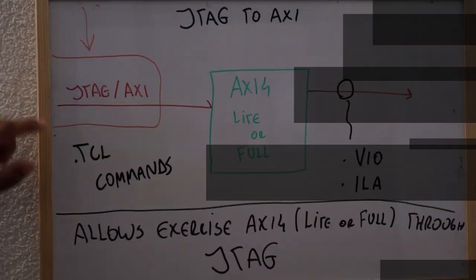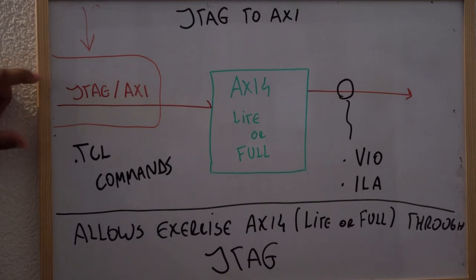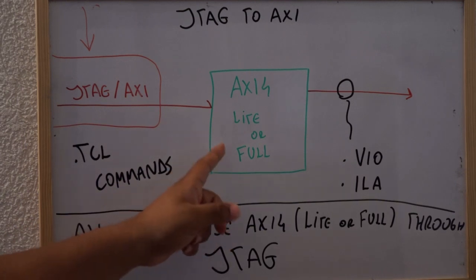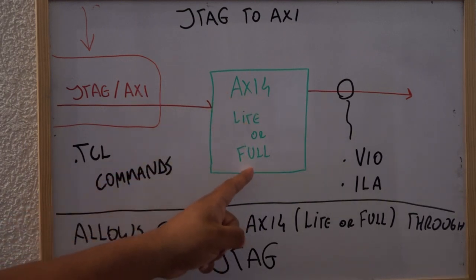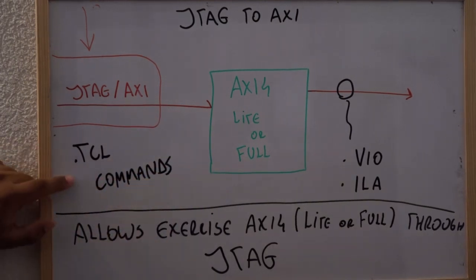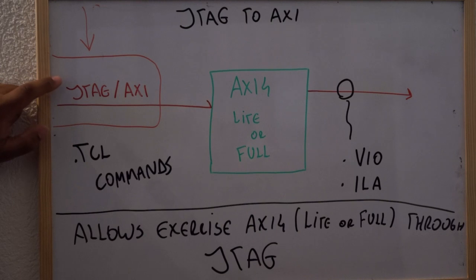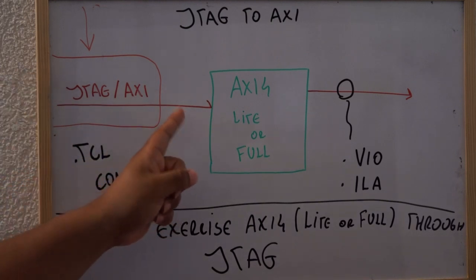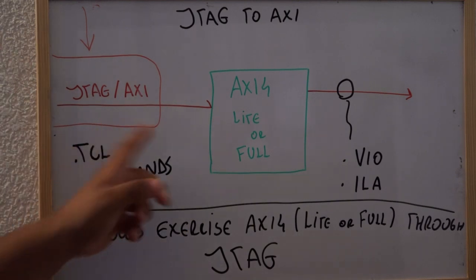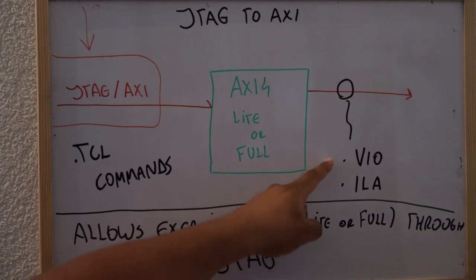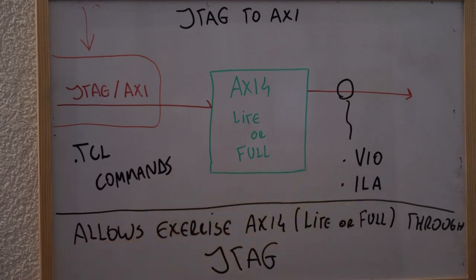Okay guys, so how the Jtag to AXI IP core works. It is another core, okay, which communicates with your device under test, being AXI4-Lite or AXI4-Full, through TCL commands. So the idea is you send TCL commands from the Jtag interface to this core, and this core will convert these TCL commands to AXI transactions, okay? So with this, you can, for instance, exercise your IP core to do something and verify the results with the virtual input output I/O or the ILA core, okay?